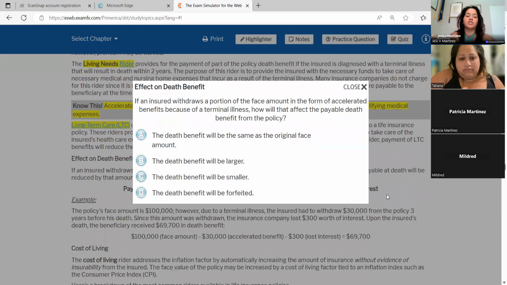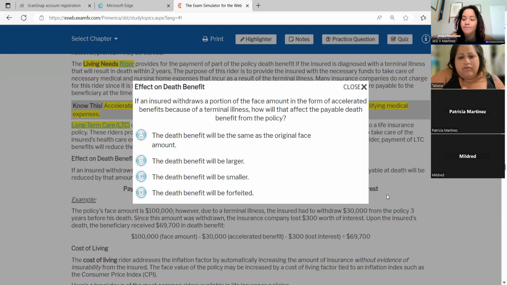If an insured withdraws a portion of the face amount in the form of accelerated benefits because of a terminal illness, how will that affect the payable death benefit from the policy? A, the death benefit will be the same as the original face amount. B, the death benefit will be larger. C, the death benefit will be smaller. D, the death benefit will be forfeited.